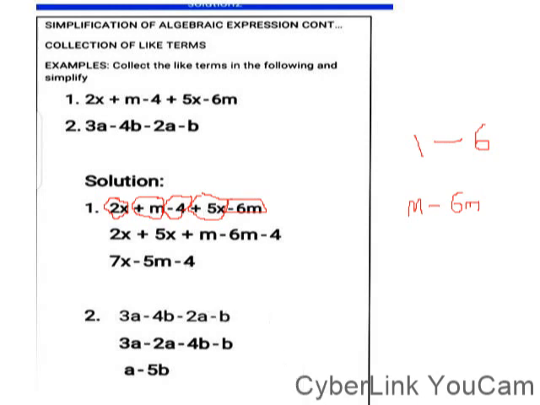Similarly, that's exactly what you do in the second one. We have 3a here. Then where is the brother? Minus 2a. So we bring it closer. We are done with a. So we move to b. Minus 4b. That's exactly what we have here. And the brother is what? Minus b. So 3a minus 2a will give us 1a.